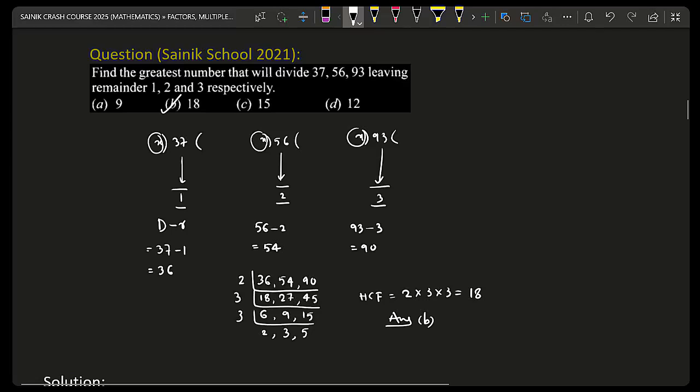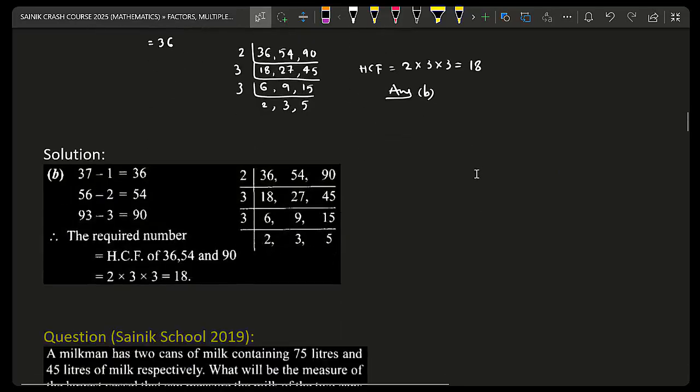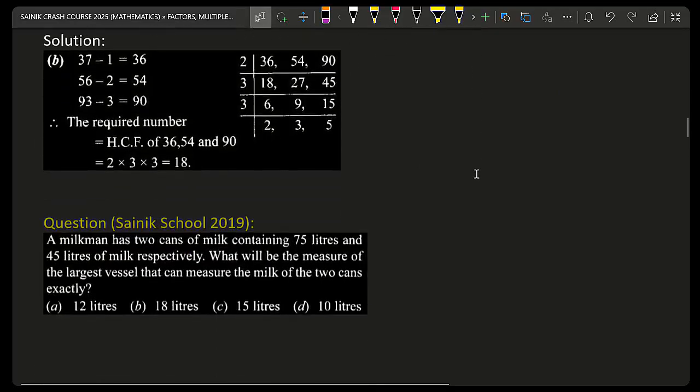Okay, Aditi, you can mute yourself. We are going to the next question. The answer for the previous one is B. Next question is this.